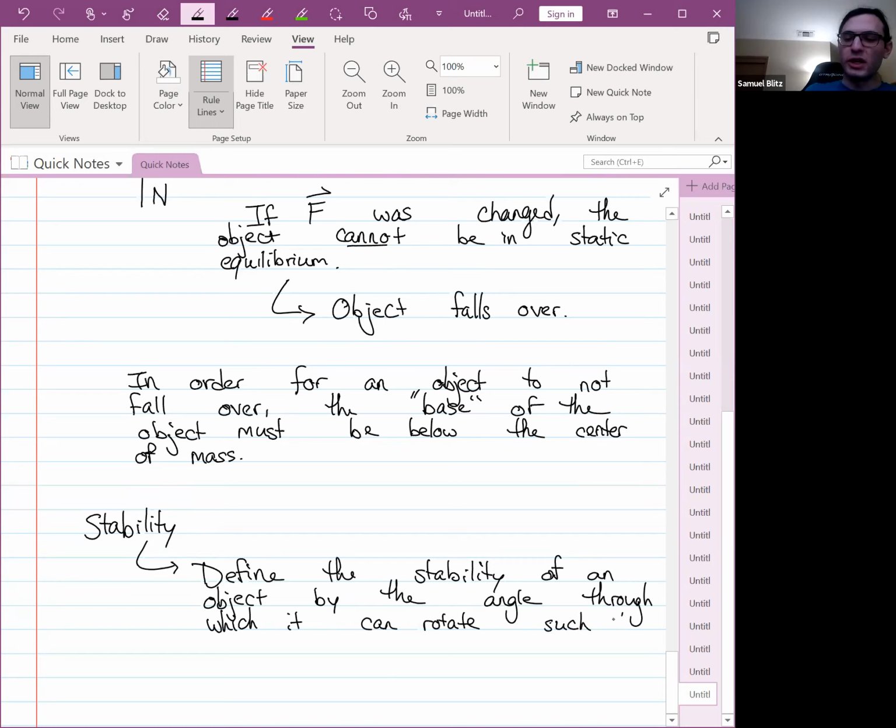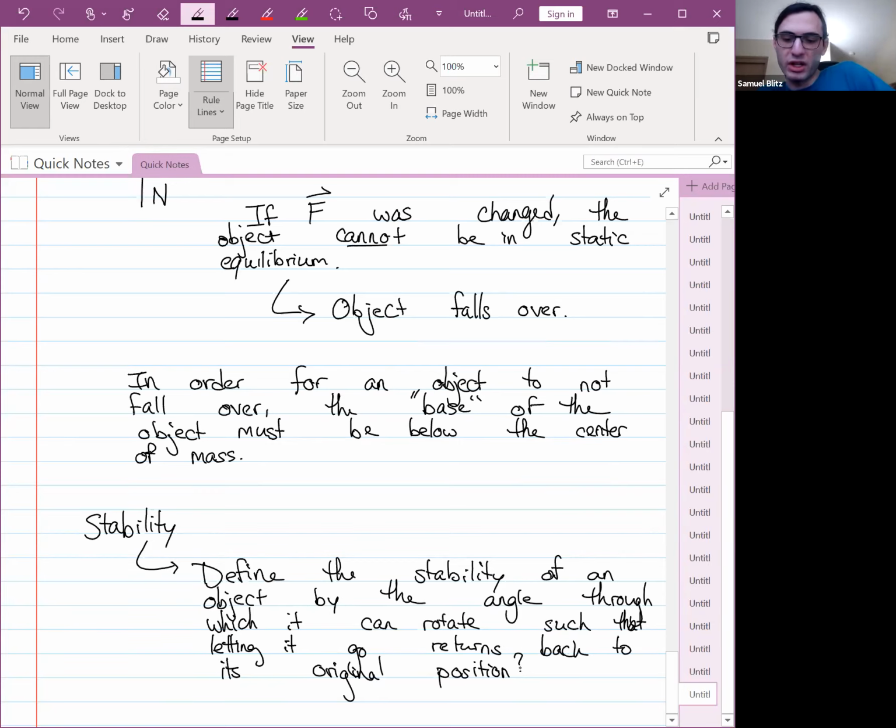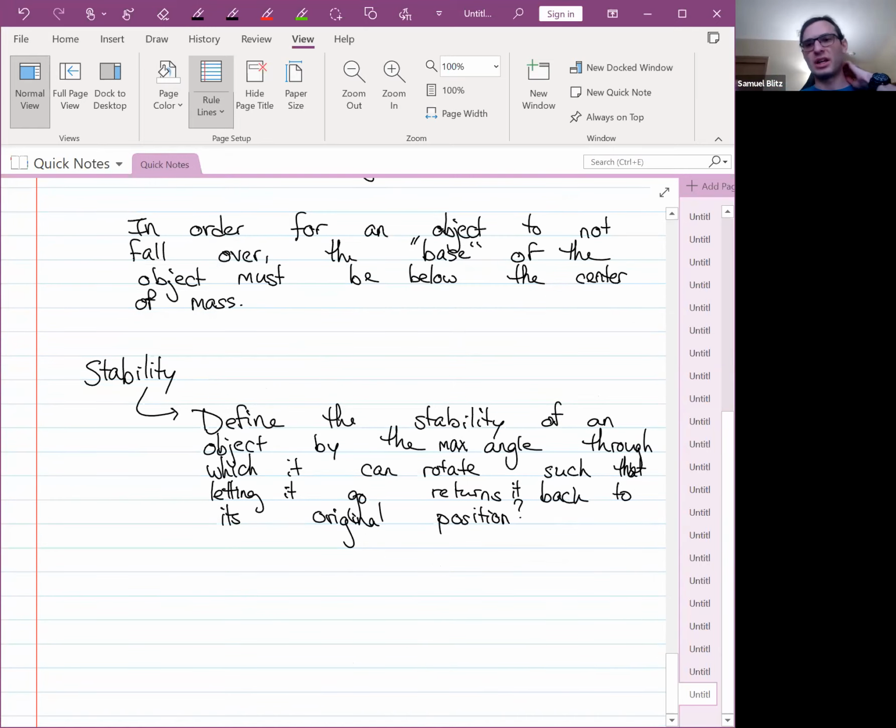The angle through which it can rotate such that letting it go returns it to its original position. The stability of an object by the maximum angle through which it can rotate such that letting it go returns it back. That's fine English. So it might sound kind of confusing.